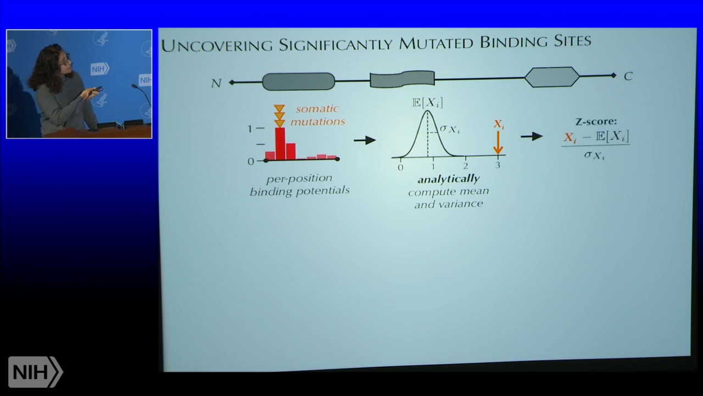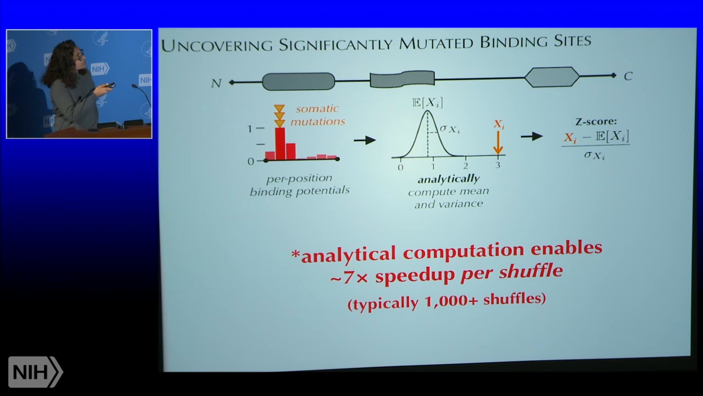And then you can say, well, I can take my score and use this computed mean and variance to compute a z-score. So I'll just say the fact that we switched from this empirical shuffling, which is sort of what most people do, to this analytical way ends up giving you huge speed-ups. So you actually get a 7x speed-up per shuffle, and you typically do 1,000 or so shuffles to get good estimates of these means and variances. Okay, it turns out that for this particular step, this speed-up isn't as important as it'll be in what's coming up.